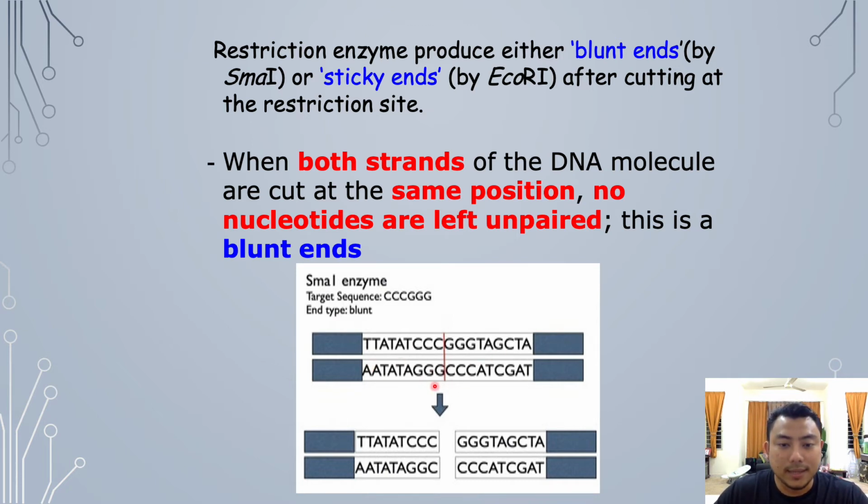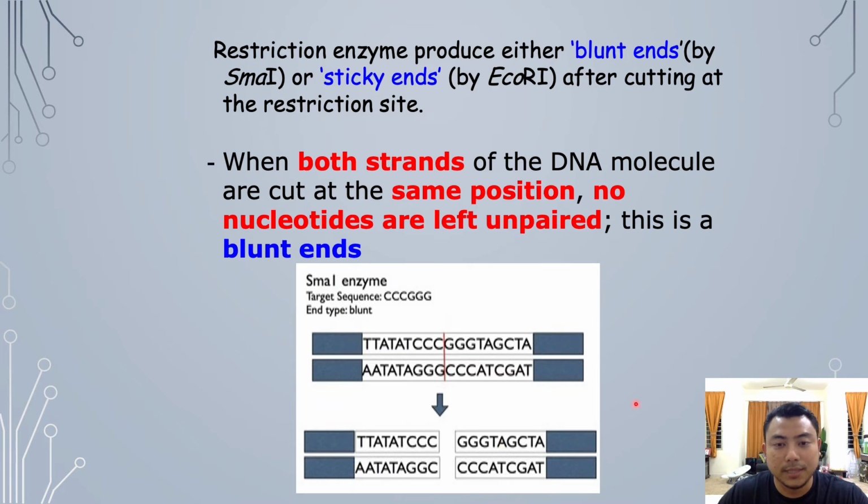But we look at this diagram, so we see here that this enzyme SMA1 cuts at the palindromic sequence CCCGGG, but the cutting was made between C and G. It cuts between C and G. So same goes on the opposite strand, it will also cut between C and G. That will give you exactly a blunt end. So there are no nucleotides left unpaired.